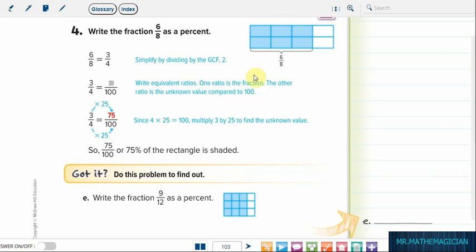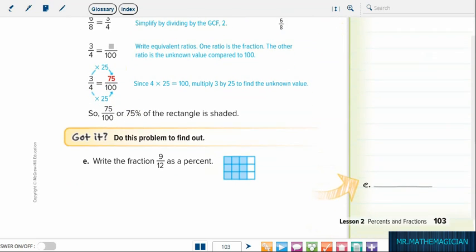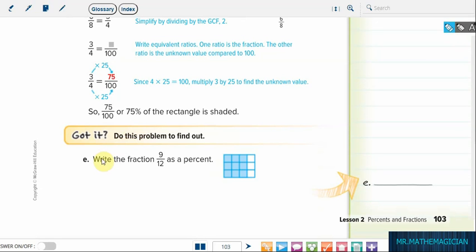6 over 8 in simplest form is 3 over 4. So we're going to multiply by 25 up and by 25 down to give us 75 over 100, and we can write it as 75%.